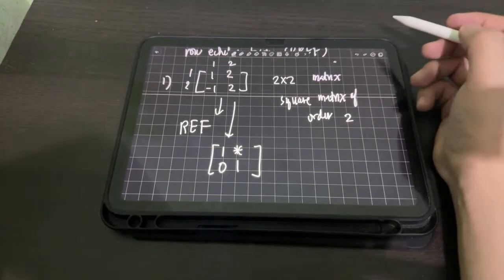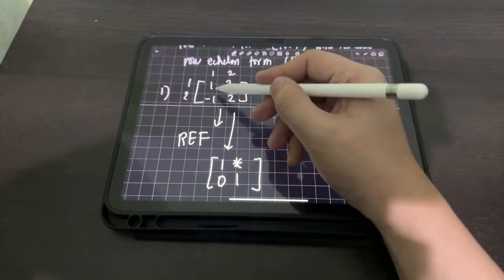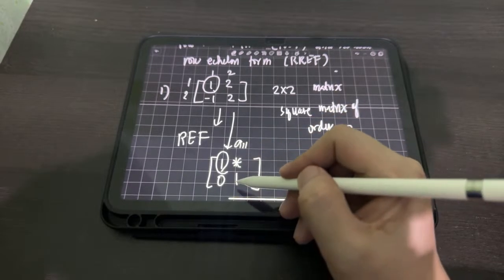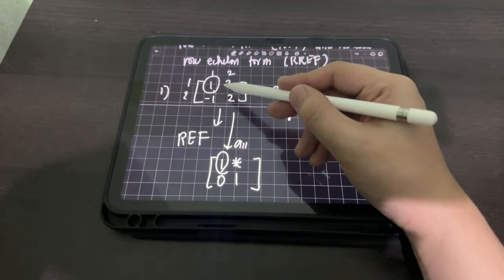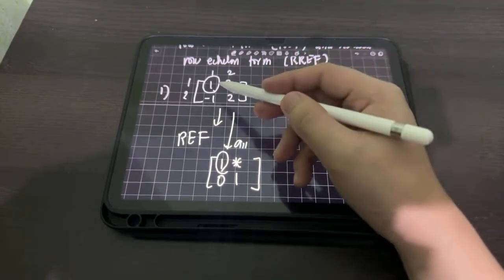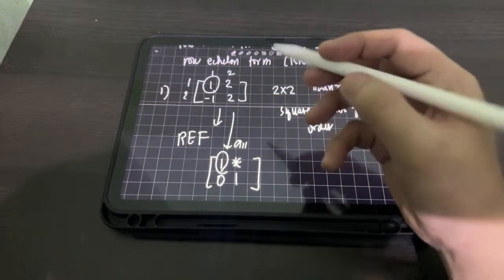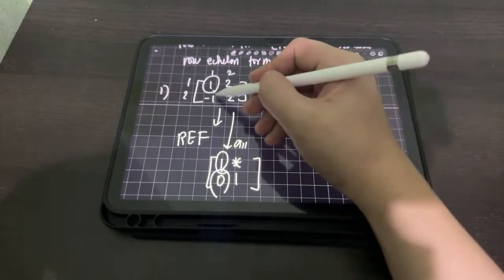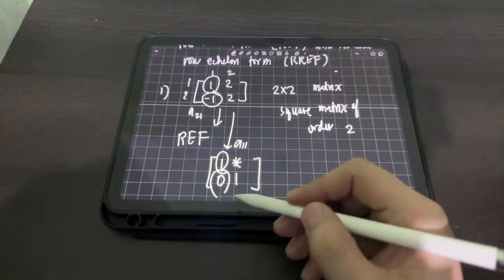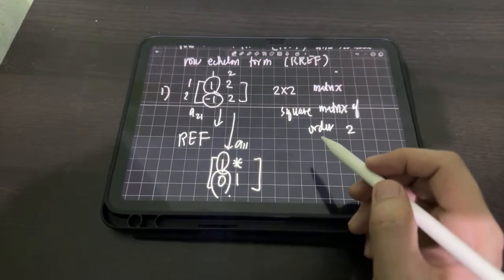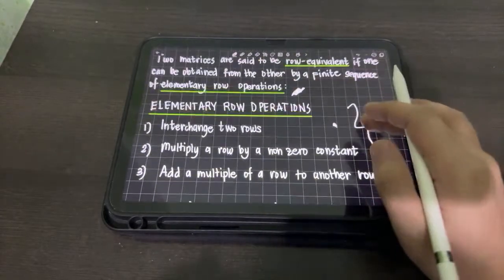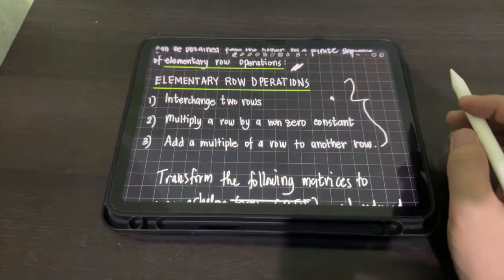So we start by making this entry, the A11, equal to 1, right? But it's already 1, right? So we don't need to do anything about this, about A11. It's already 1. So next is to make this entry, which is A21, equal to 0. So how can we make this entry equal to 0? This time by applying the elementary row operations.